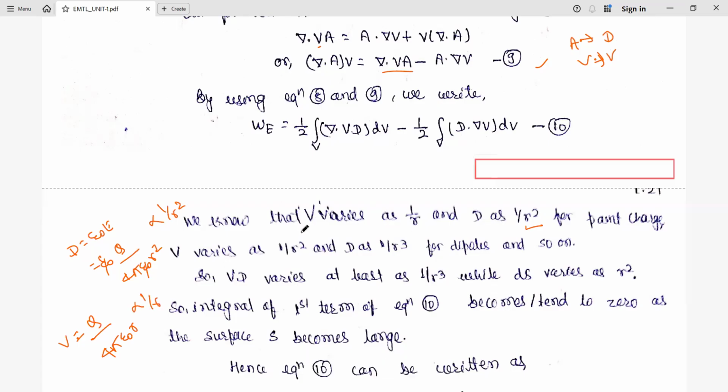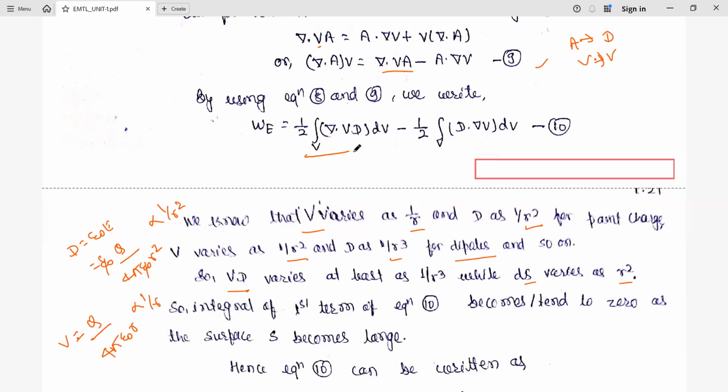So like this, V is going to change as 1 by R, D is going to change as 1 by R square in case of point charges. And in case of a dipole, V is going to change as 1 by R square, and the flux density is going to change as 1 by R cube, and so on. So finally, what you are seeing is that at least the product of potential and flux density is going to change as 1 by R cube. While the differential surface area is going to vary as R square. So in that situation, the integral of the first term of equation 10.